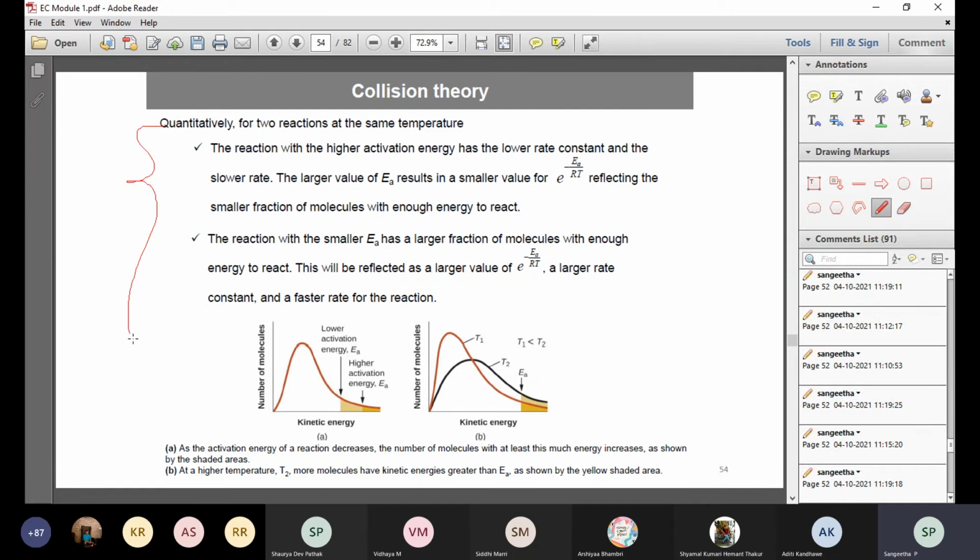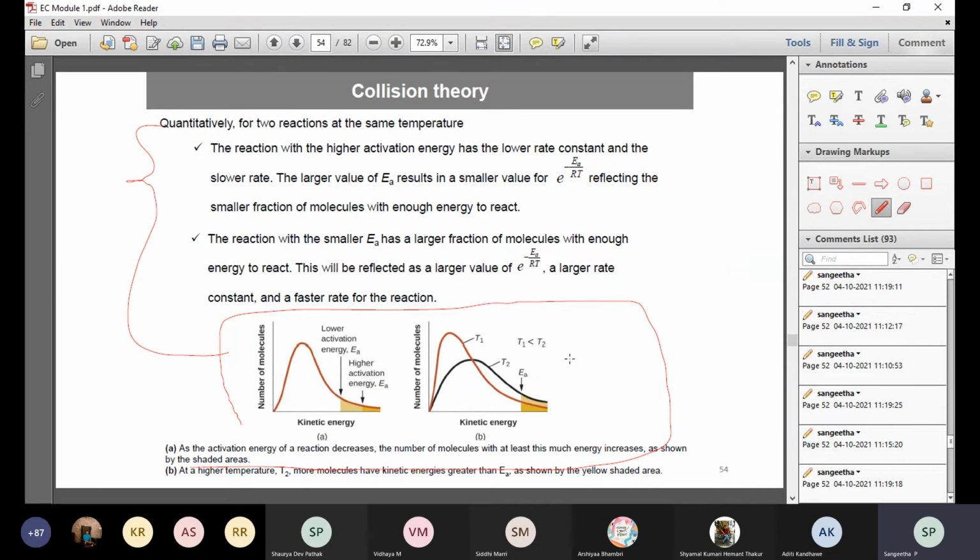You can just see for the conditions here, the reaction with the higher activation energy has the lower rate constant and the slower rate. The larger value of EA results in a smaller value of this, reflecting the smaller fraction of molecules with enough energy to react. So again we see with respect to the conditions, you have two representations. And the reaction with the smaller EA, that's the activation energy, has a larger fraction of molecules with enough energy to react.